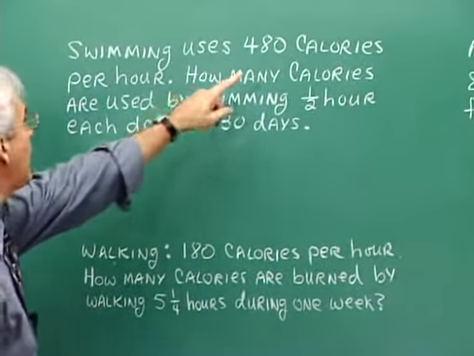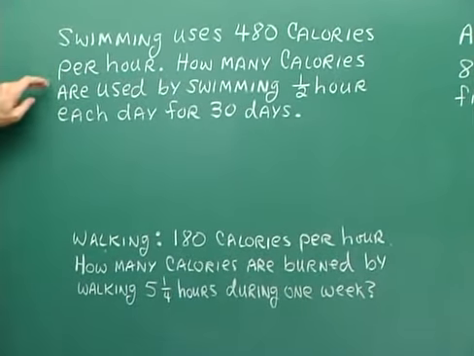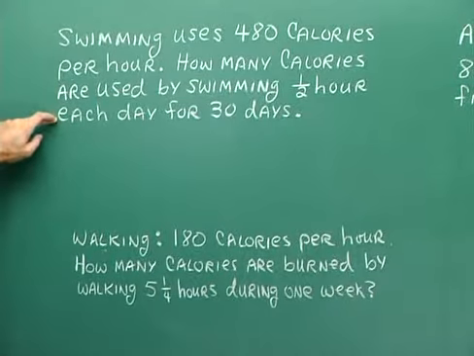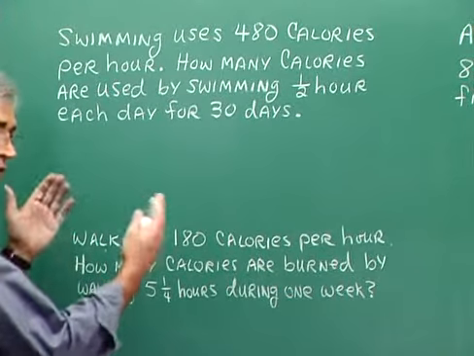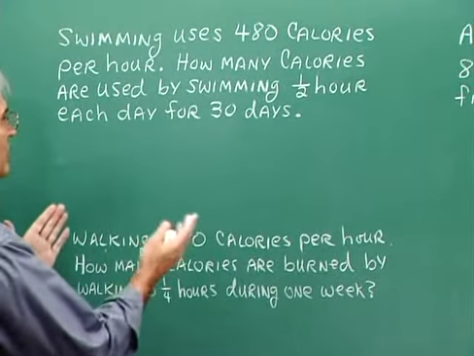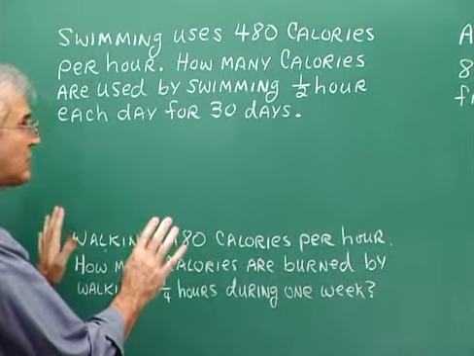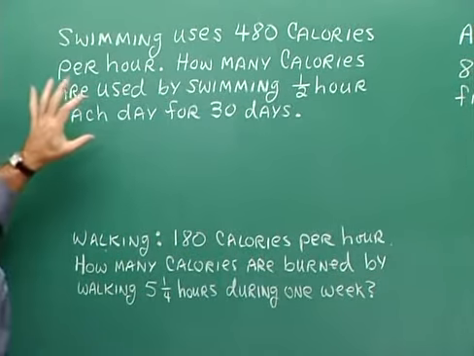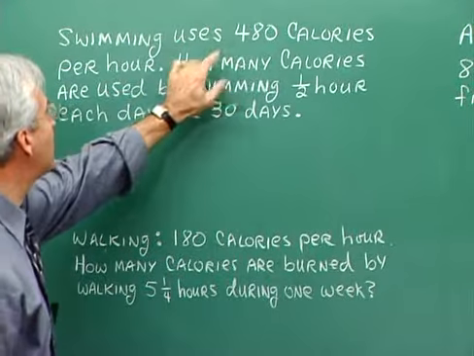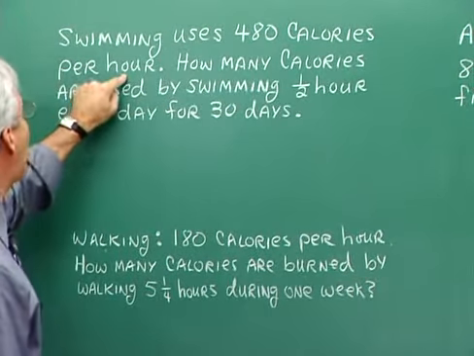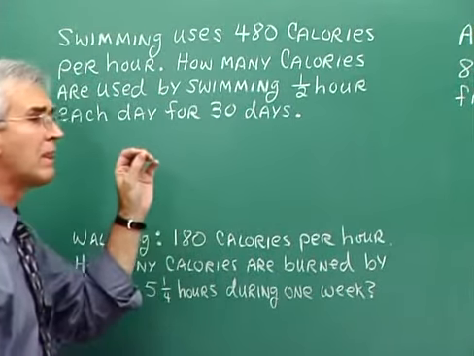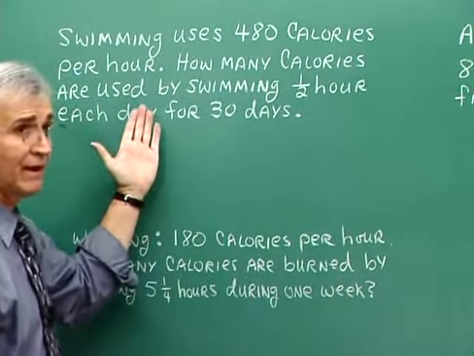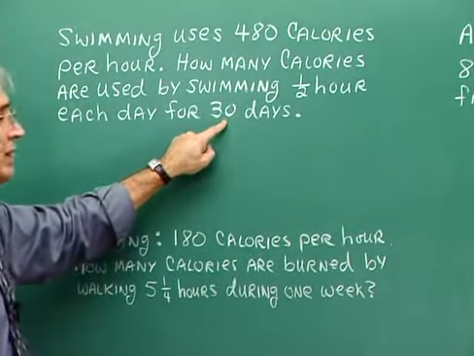Swimming uses 480 Calories per hour. How many Calories are used by swimming a half hour each day for 30 days? Generally, these problems just involve some understanding of the problem and some simple manipulation, such as multiplication or addition. To calculate the number of Calories used, we need to calculate the total number of hours. It's a half hour each day for 30 days.